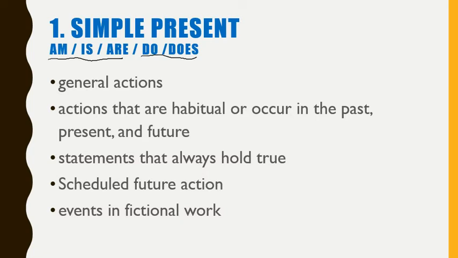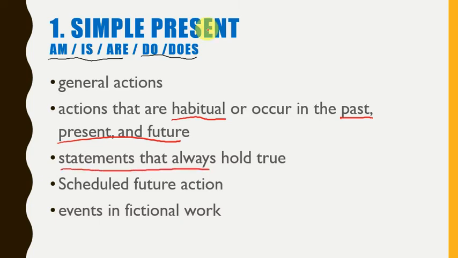So these are some of the ideas that we want to talk about. We'll look at some examples of these real soon. The first is that these are general actions, things that are just the way they are, describing something, describing what a person is or what he does. Second is that these are actions that are habitual, something of a habit like smoking or drinking, or that it occurs in the past, present, and future, that it's beyond time. It's something that always occurs, not just at one particular point in time.